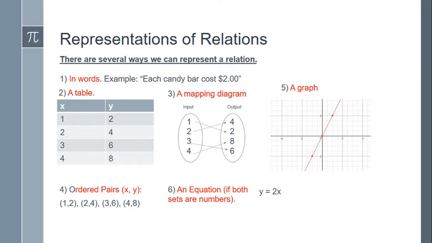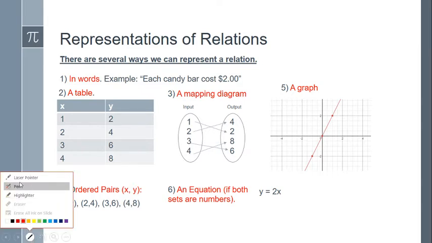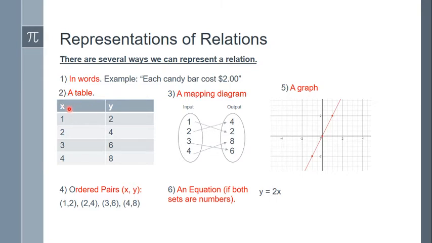The second way to represent that very same relation could be with a table. So in this example here, let me pull out my laser. In this example here, the X would be acting as the number of candy bars we purchase, and the Y would be acting as the total cost. So if you buy one candy bar, it costs $2. If you buy two candy bars, it costs $4, and so forth.